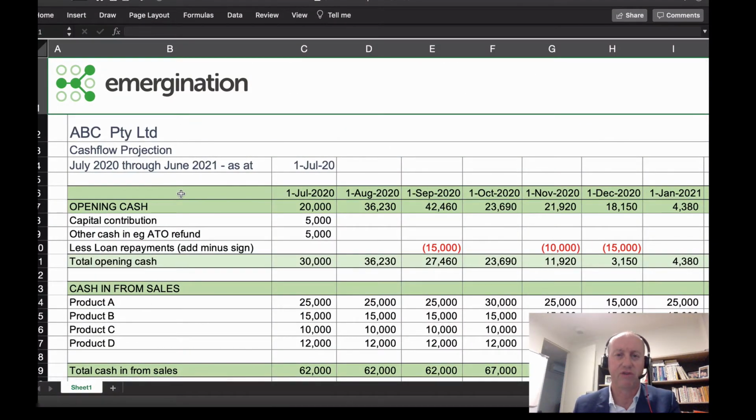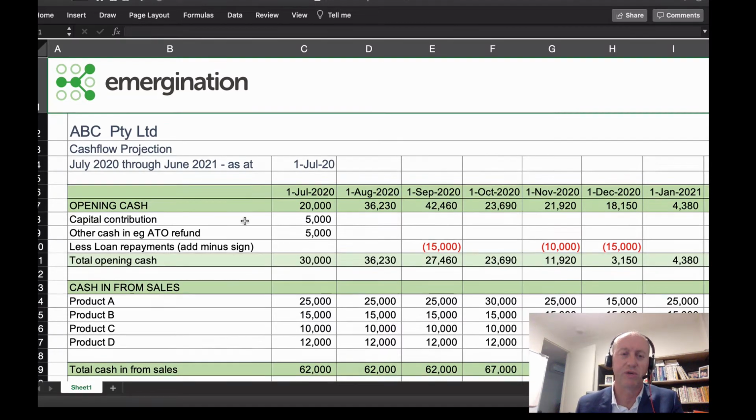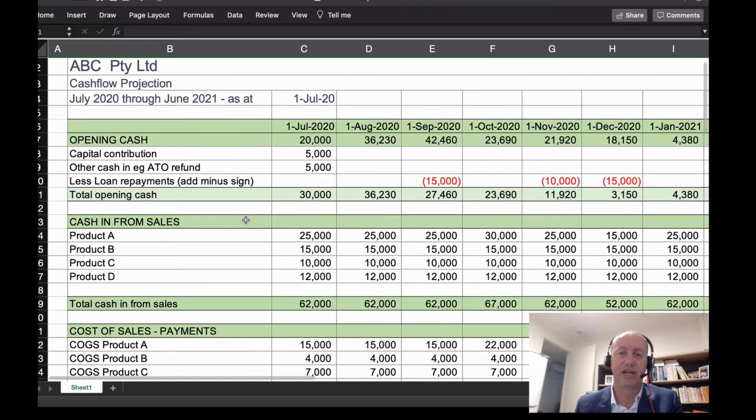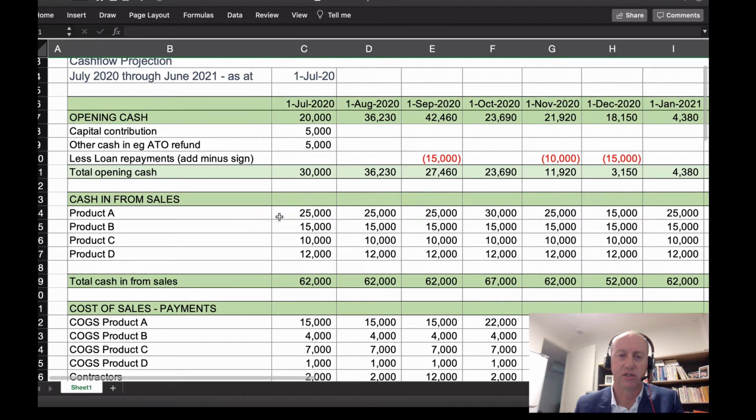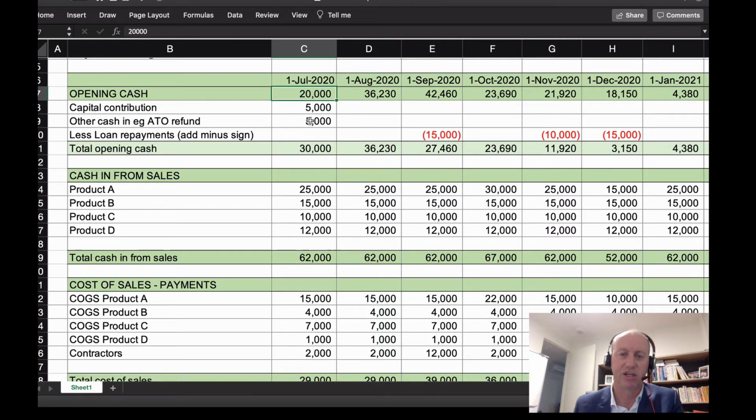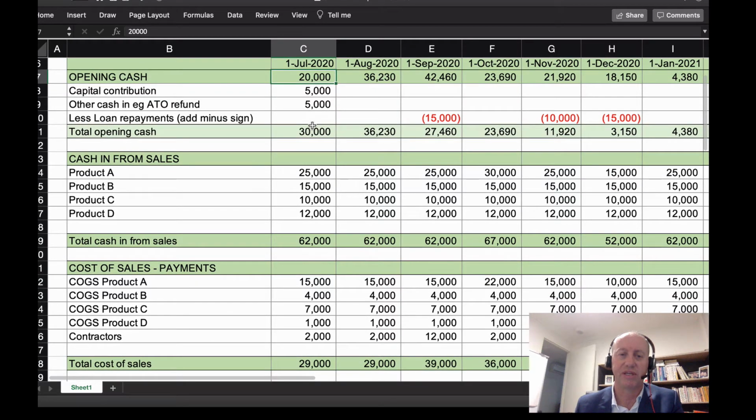So here's an example of a cash flow forecast template. Will be available in the links. So here we can see all the cells that are shaded green. You leave those alone, you don't fill those in, but the balance you adjust accordingly. So we've got an opening cash position in this particular case of $20,000. To that, $5,000 capital contribution has been made, and there was also a recent ATO refund to consider as well. That gives us an opening cash position.